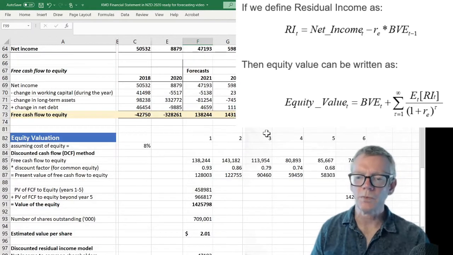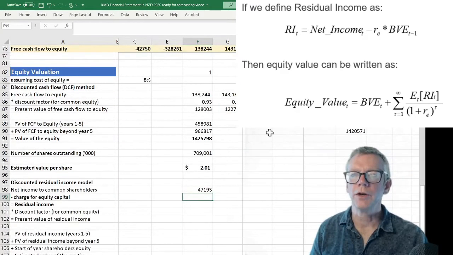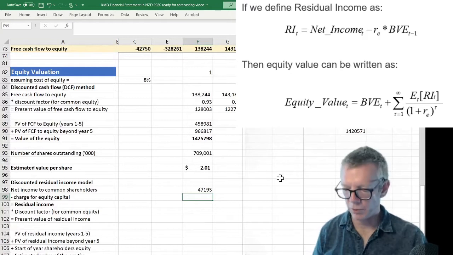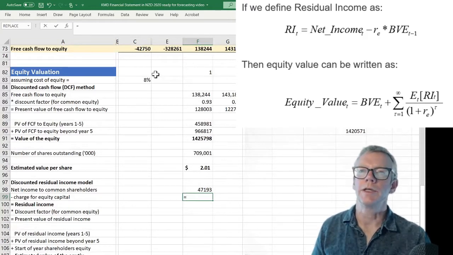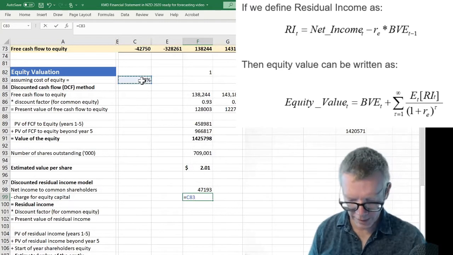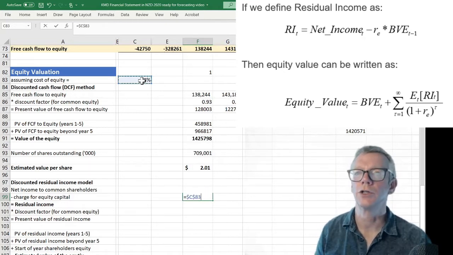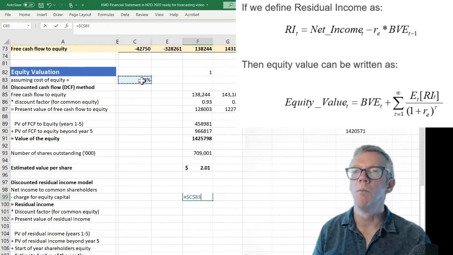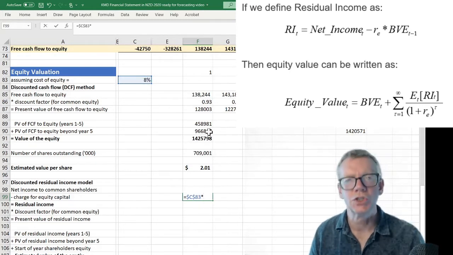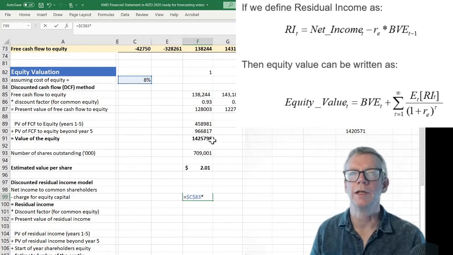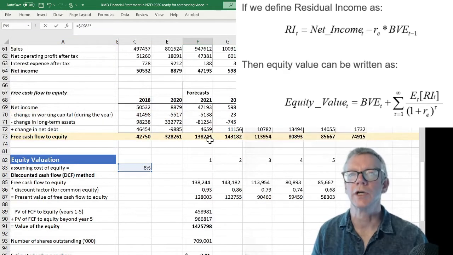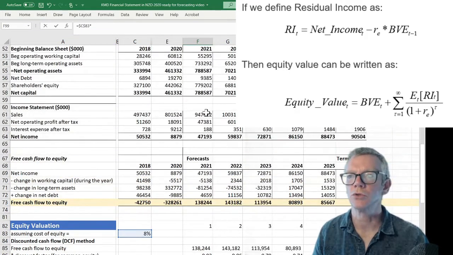47,193. Then if we go down and we're looking at this charge for equity capital, it's going to be the discount rate. And again, I need to hard code that discount rate multiplied by start of year book value of equity. That start of year book value of equity. Let's scroll back up.